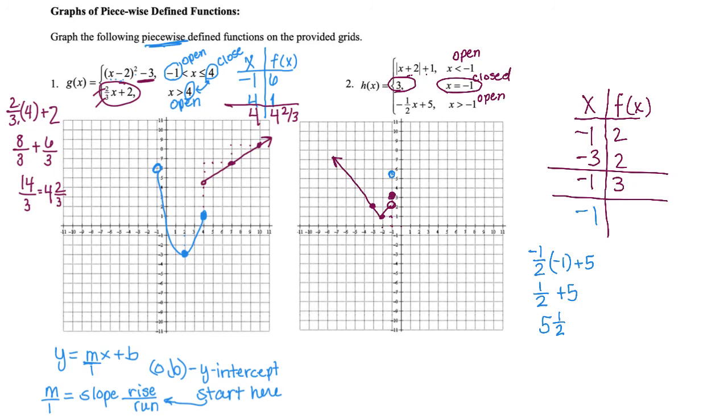Now remember, we're just going to count off slope after that. Here's our slope. We're going to go down 1 over 2. Put a mark. Down 1 over 2. Okay, and then we are going to connect our lines. There's our piecewise function.